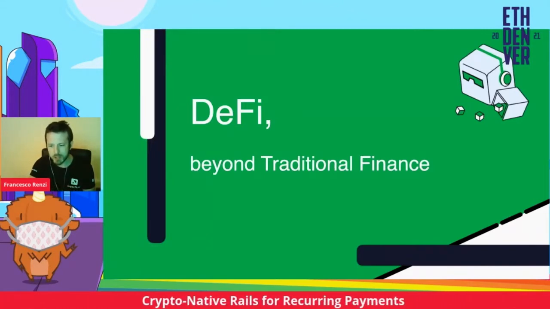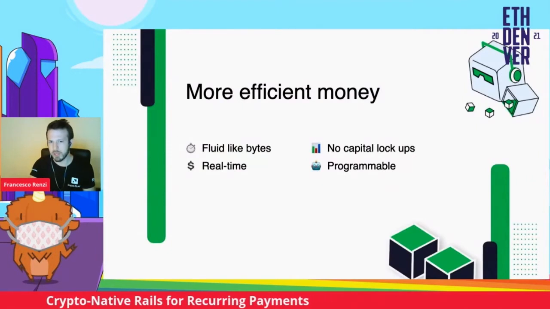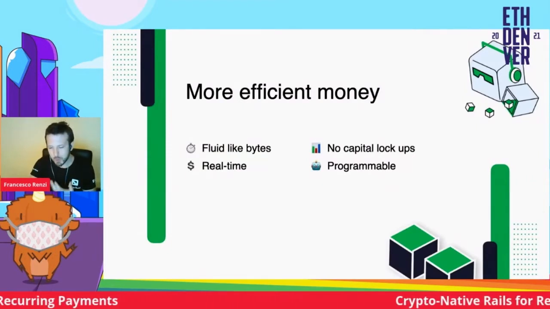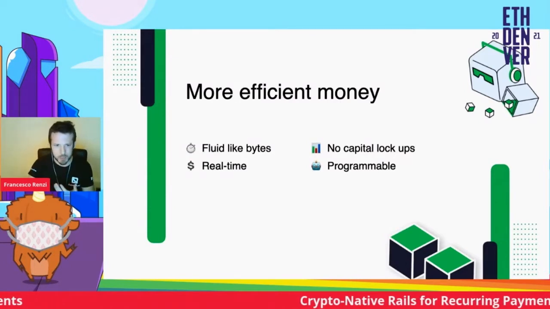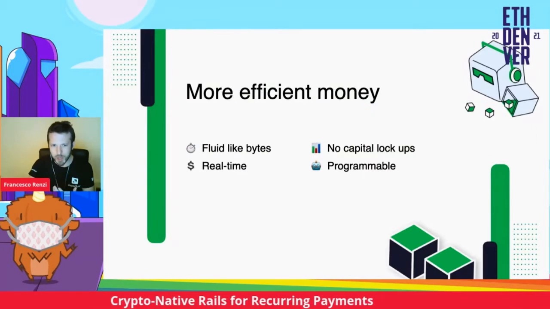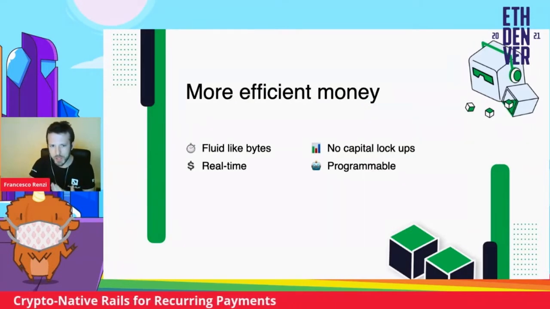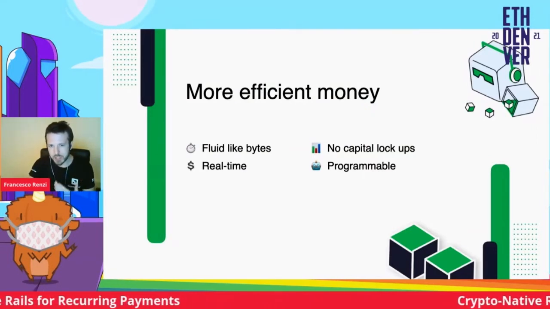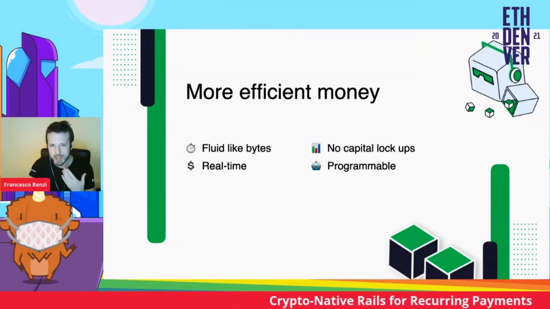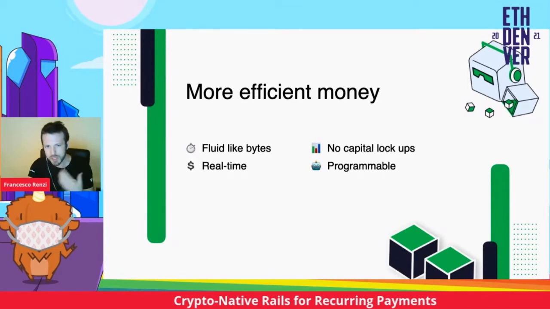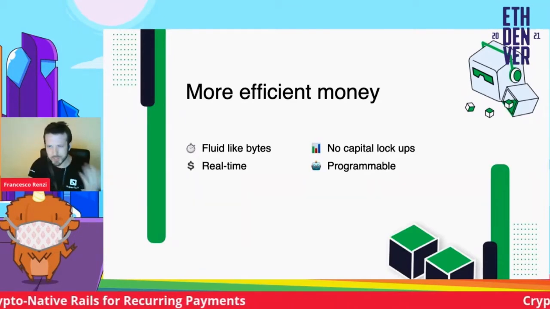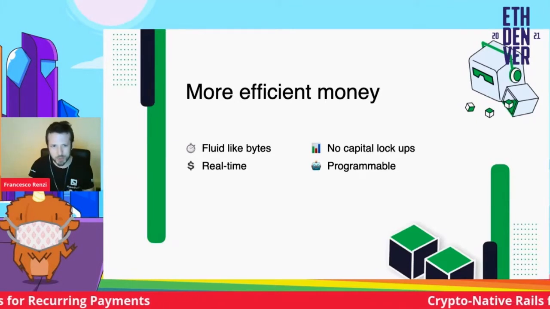Let's try and imagine, what would a more efficient money look like? What would the payment system we're looking for look like? I would say we want it to be fluid, like bytes, right? The same way when I click on a YouTube video, it immediately starts. I should be able to enjoy my money as soon as I start getting paid, right? I shouldn't have to wait for somebody to process something. It should be as simple as that.